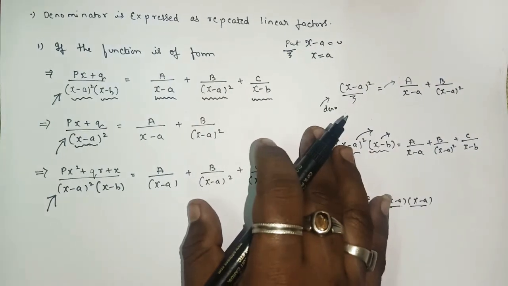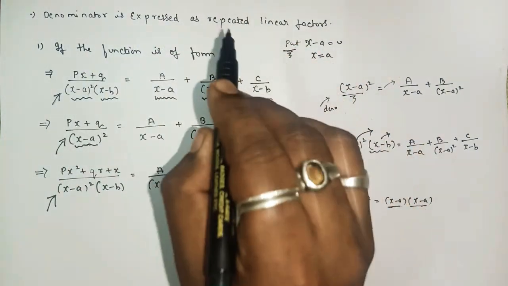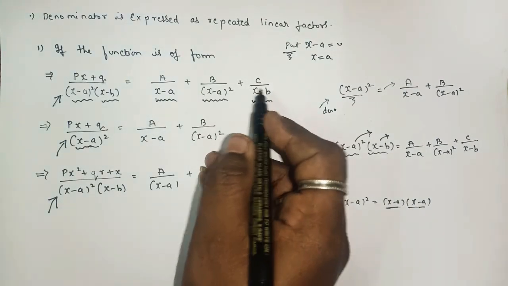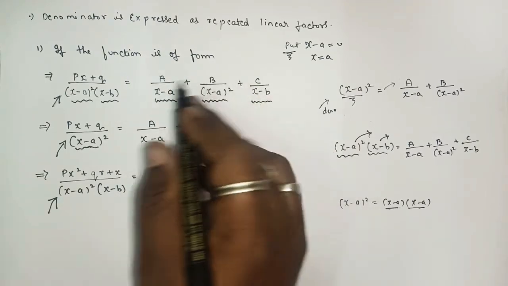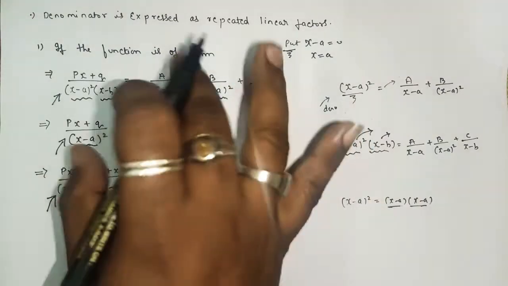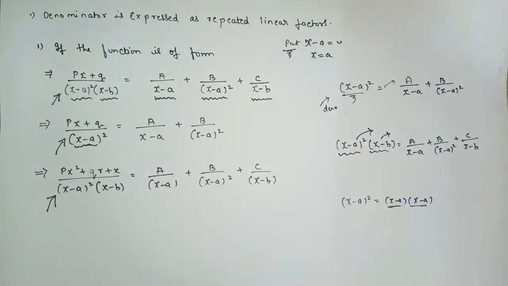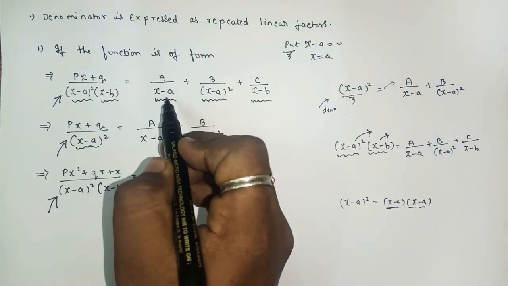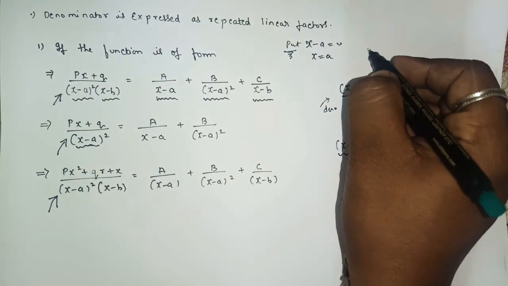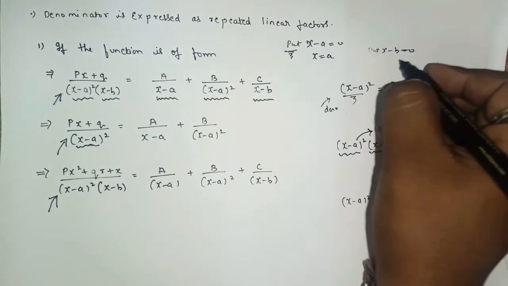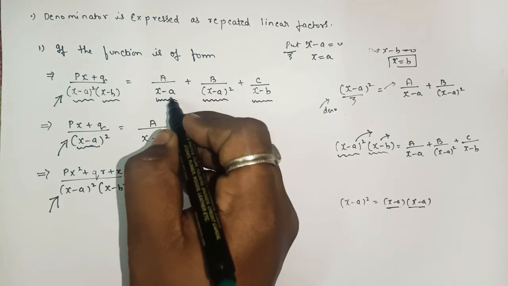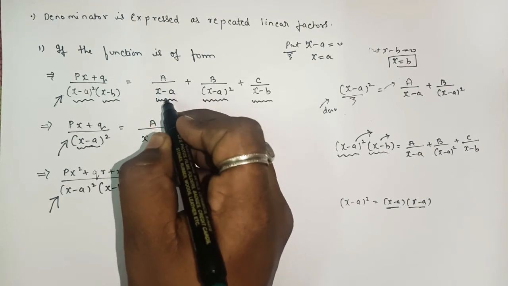So whenever the function is expressed with a repeated linear factor, with the help of this and this you can find only two alphabets. Either you will get A and B, or you will get B and C, or you will get A and C. It depends on the format of the question. First, from here you will get one value of x, and second you will get from here, put x minus b equals to 0, x will be equal to b, or simply take the opposite symbol of this. If here we have minus, you will take x equals to positive.